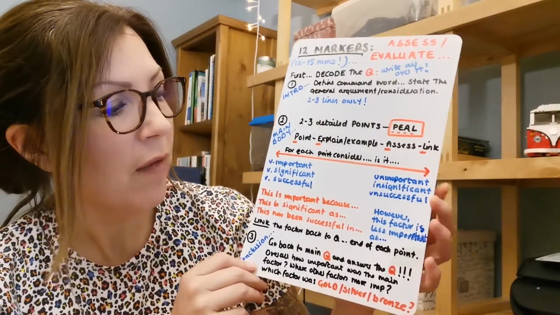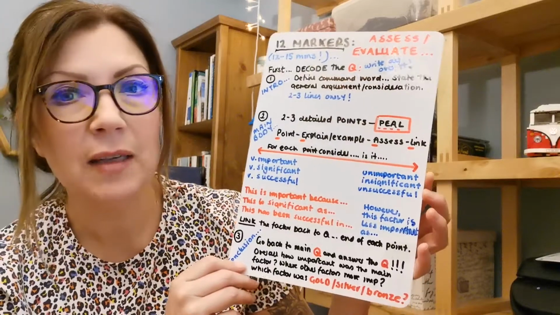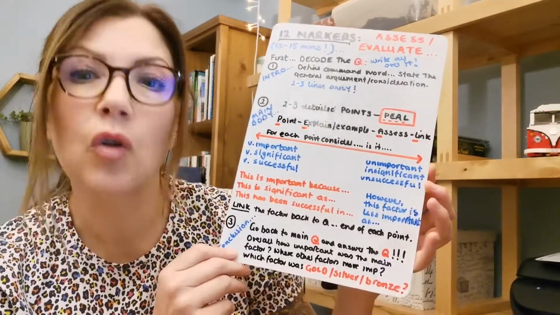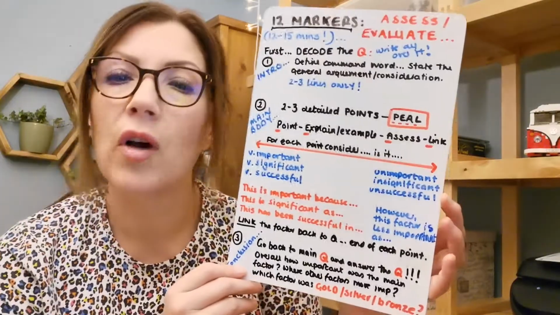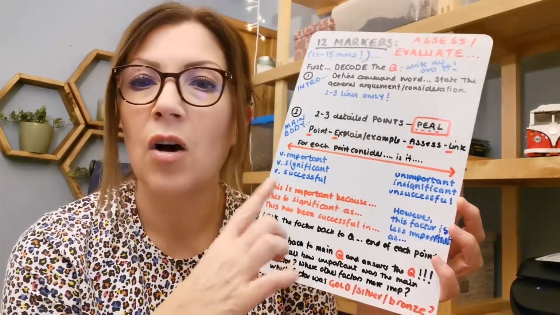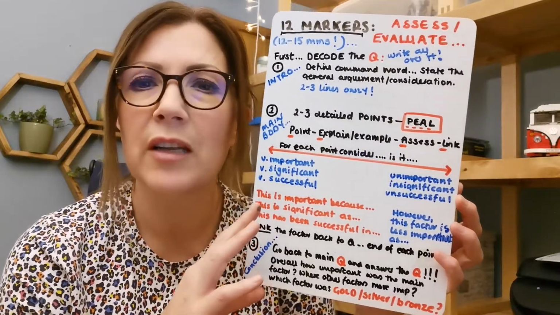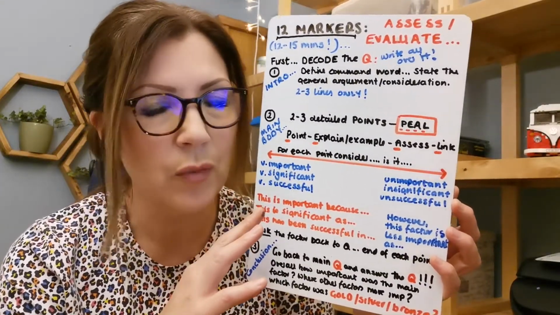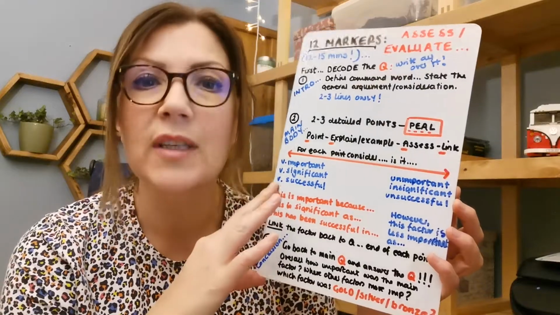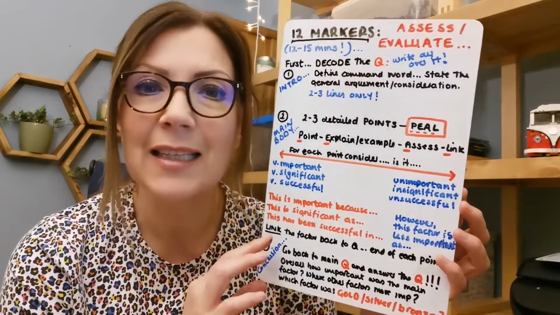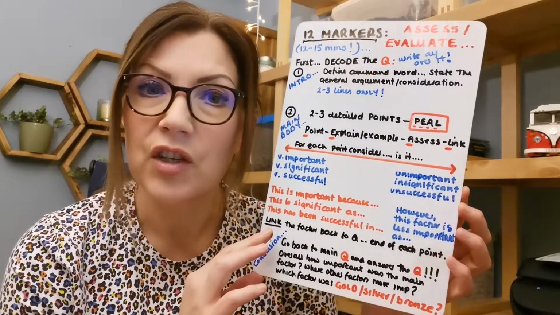And then the other part of the continuum is obviously the next factor might be unimportant, the next factor might be insignificant or less significant or not as successful. So that's the spectrum. Now what I would suggest is that most of the points that you're going to make are fairly significant, otherwise you wouldn't be mentioning them, but some will be more significant than others. So that's your assessment. How significant is that factor in answering that question?